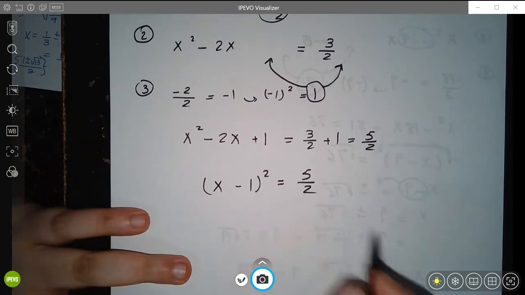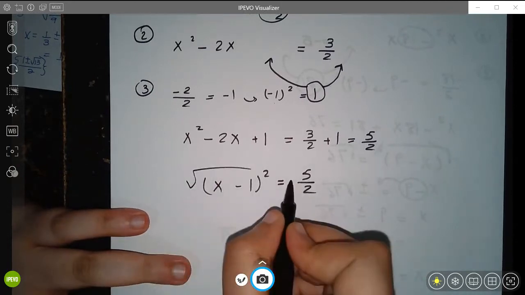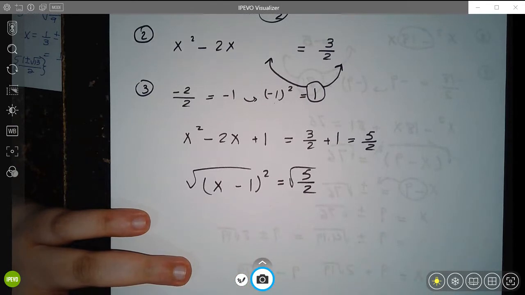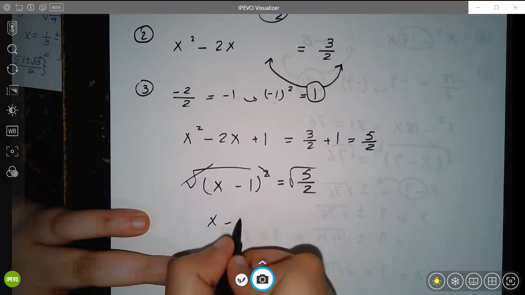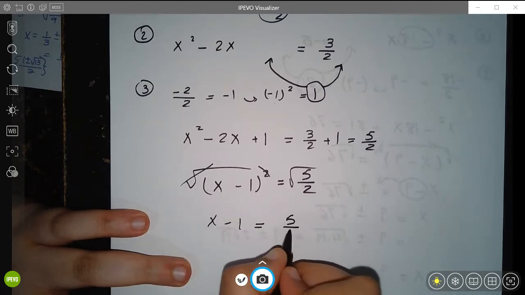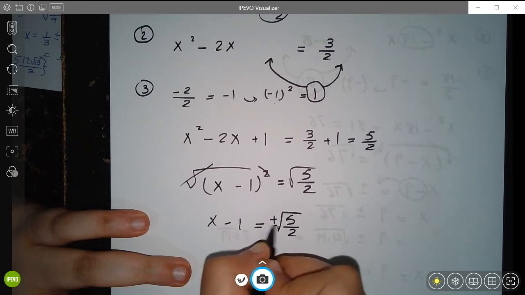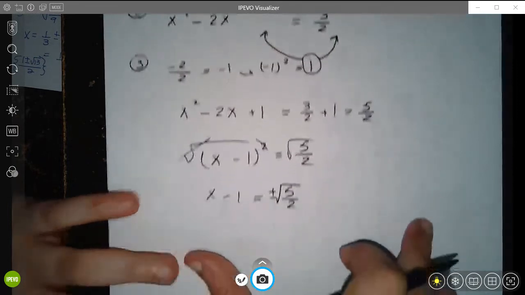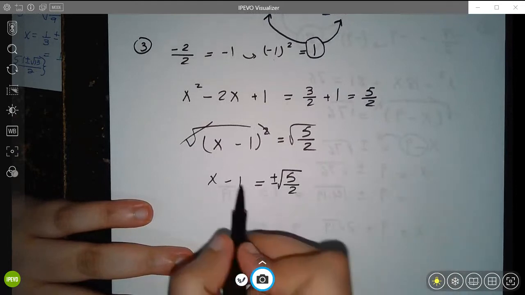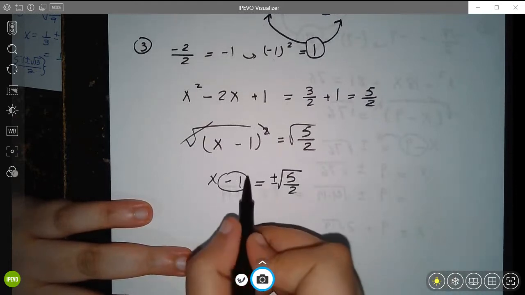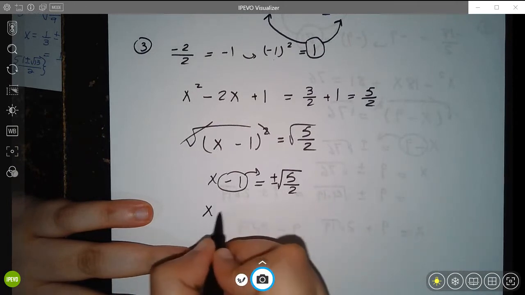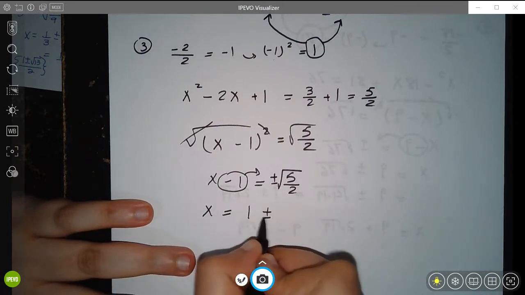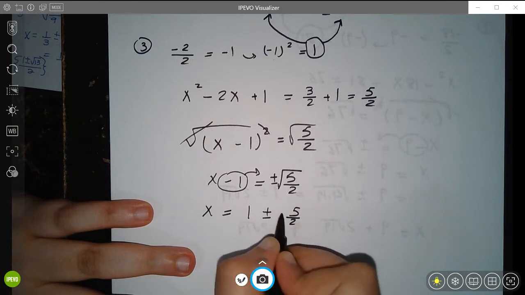Okay. Next step would be completing. Oh, sorry, not completing square. It's taking the square root. So you take the square root of both sides. Squared with the root cancel. And you end up with x minus 1. And it equals 5 over 2 under the root, and it's positive or negative. Okay. Negative 1 gets moved to that side. It becomes positive. The next is 1 plus or minus square root of 5 over 2.